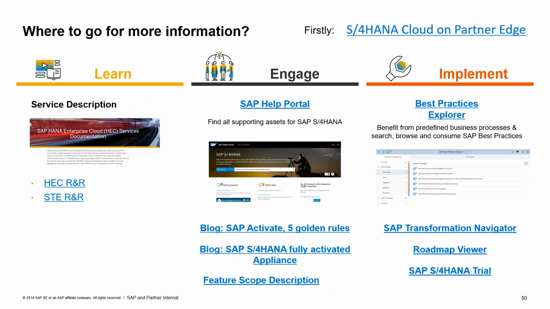Throughout this enablement, I have provided links where you can go get additional information. Here we have a summary slide where you can get some additional information. Where to get information for service, engaging in terms of the help portal, where you can get information on Activate for Extended Edition and the 5 Golden Rules, where to find the Best Practice Explorer, Transformation Navigator, the Roadmap Viewer, and a trial.